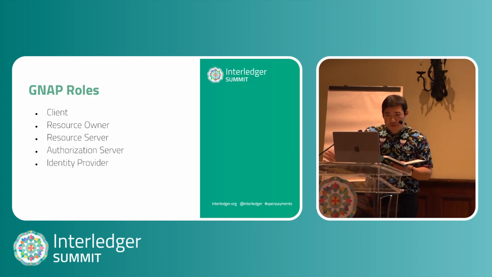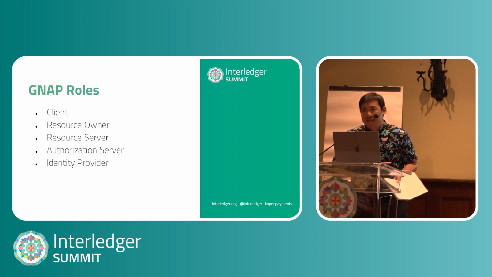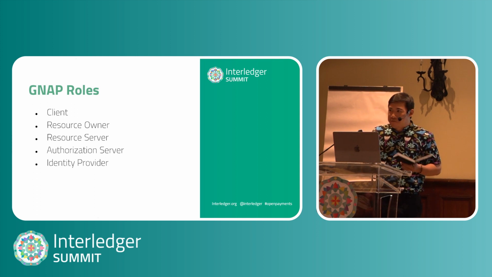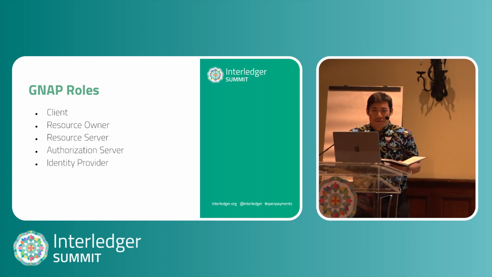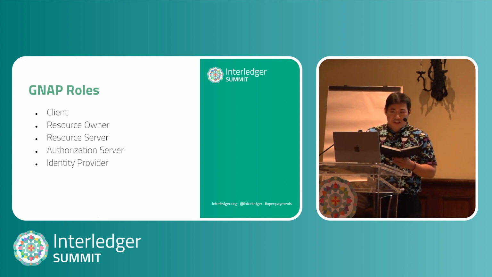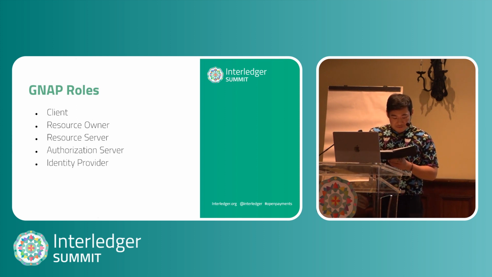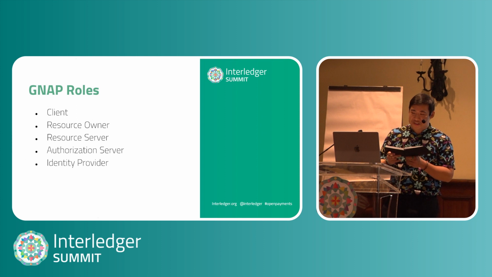In GNAP, the roles are also not too dissimilar from OAuth. First up is the client, which is the entity requesting access to one or more resources. To map this to the Rafiki testnet, that would be, say, Rafiki Boutique or some other online storefront that wants to charge a wallet address some amount. Next up is the resource owner. That is the owner of the resource, which in this case is an online wallet. Next up is the resource server, which is the server on which the resource owner holds the resource in question.